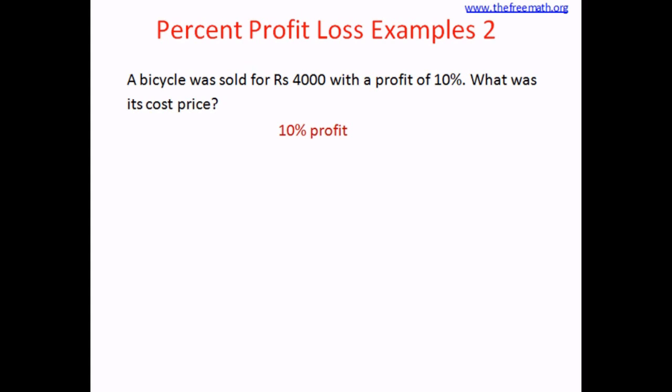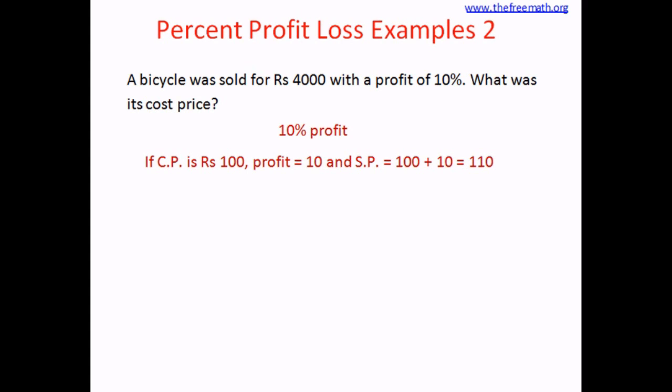The profit was 10%. That means it was 10% of the cost price. That means the profit was 10 rupees for every 100 rupees spent. So let's write it down. If CP, cost price, is 100 rupees, then profit is 10 rupees. And if profit is 10 rupees, then SP, selling price, is 100 plus 10 equals 110 rupees. That means if the SP is 110, then the CP is 100.